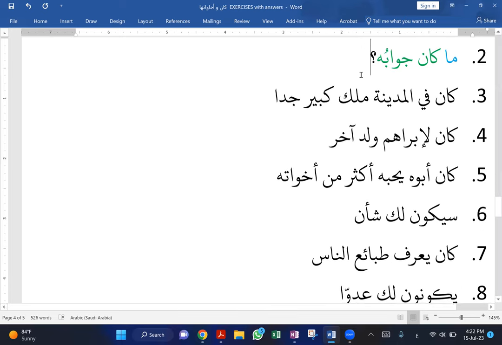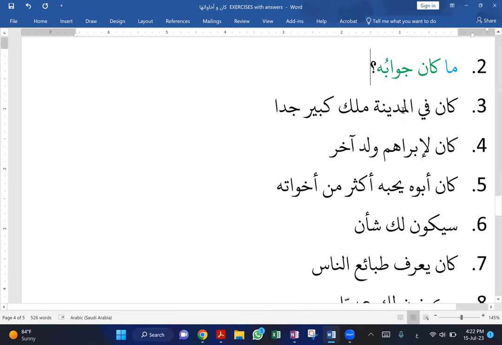Translate it in English, and the part which is coming before was will be the ism of Kana. That's the easiest way to do it. Translate it in English and then see which part comes after was.